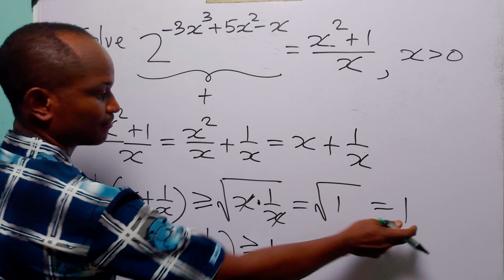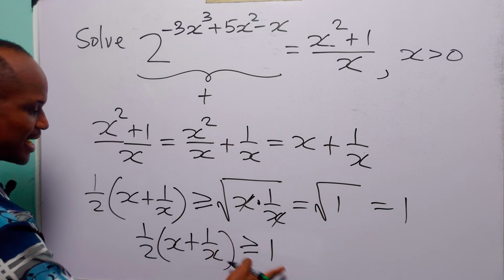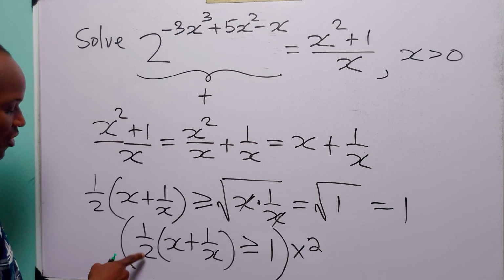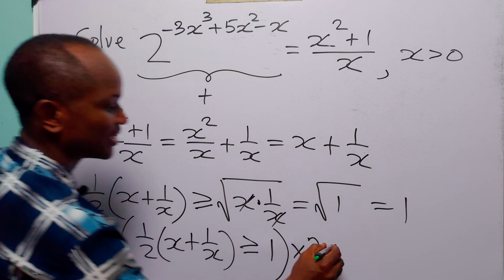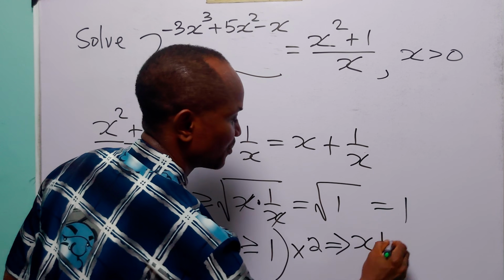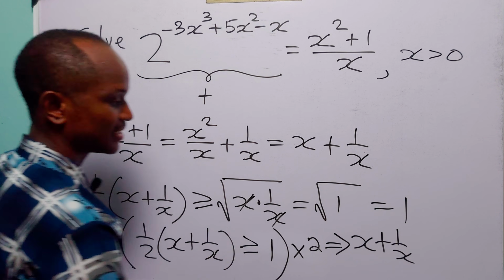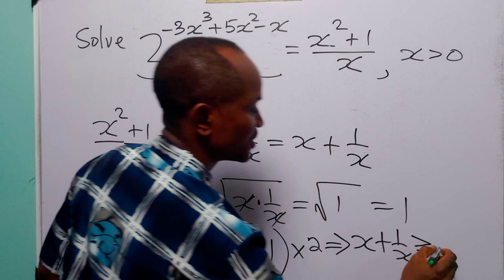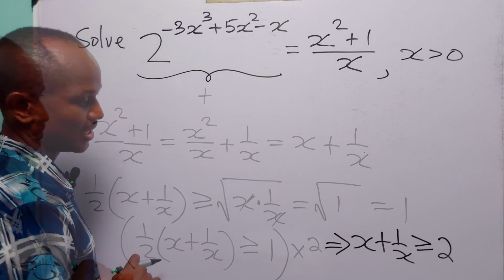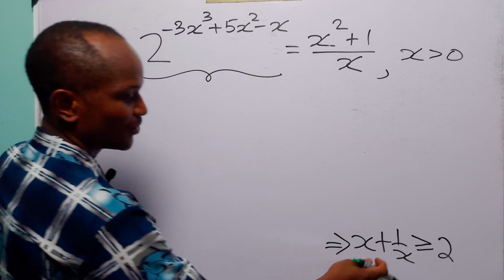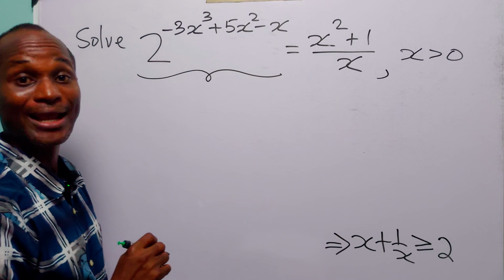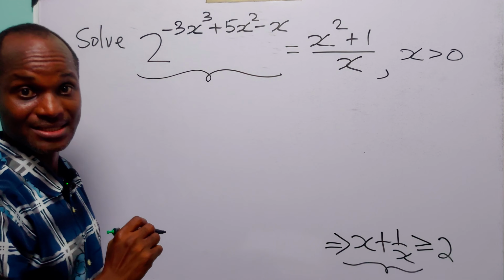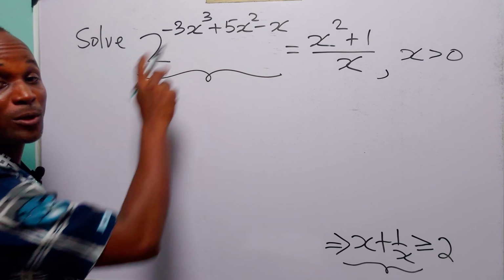So we have that from the AMGM inequality, half times x plus 1 over x must be greater than or equal to 1. Now, when we multiply both sides of this inequality by 2, this times 2 is going to give us x plus 1 over x. And this is going to be greater than or equal to 1 times 2, which is 2. Now, from the AMGM inequality, we have that this must be greater than or equal to 2. But remember that this is the same as this, and this is equal to that.